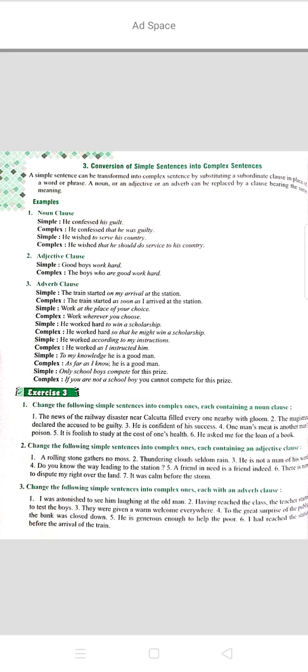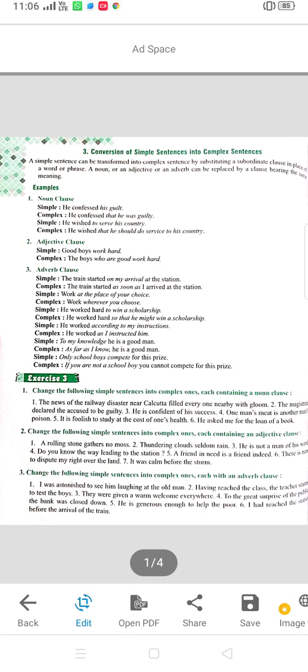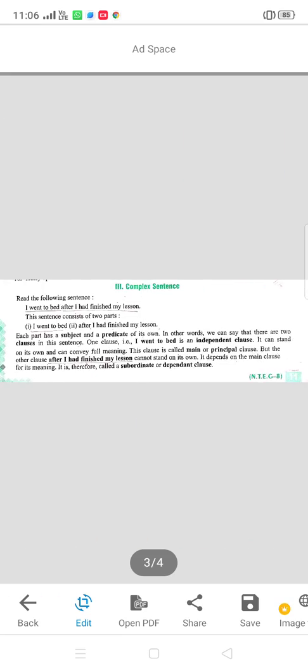Students, since we have started our chapter number 32, that is transformation of sentence, where we have discussed the conversion of simple sentence into compound sentence or compound sentence into simple sentence. Now today we are going to discuss the conversion of simple sentences into complex sentences and complex sentences into simple sentences. So before starting this conversion, let us first recall what complex sentences actually are.